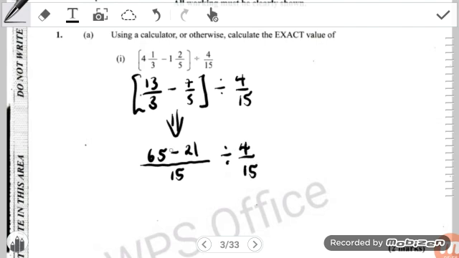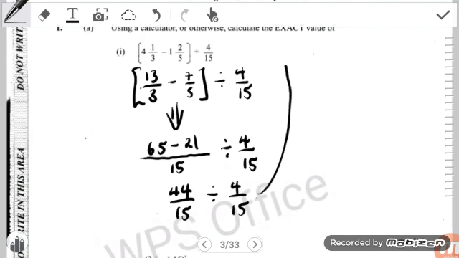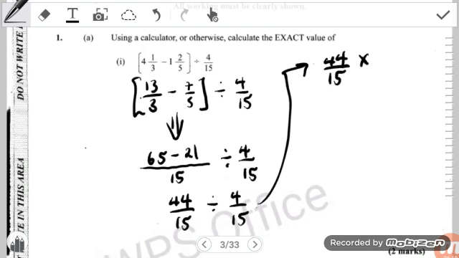Now, if we subtract these two, we should get a total of 44 over 15, and then of course we're going to be dividing that again by 4 over 15. Now, the rules for division is simply that we keep the first fraction as it is. We change the division sign to a multiplication, and by changing the division sign to a multiplication, we are supposed to reciprocate, invert, turn upside down, whatever you want to use, the last fraction. We're gonna reciprocate that last fraction there.